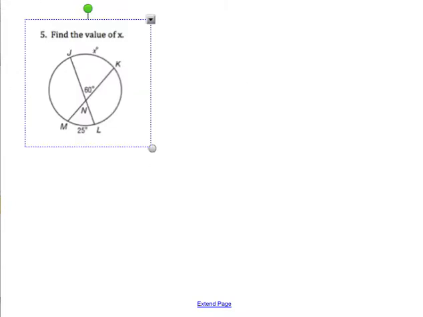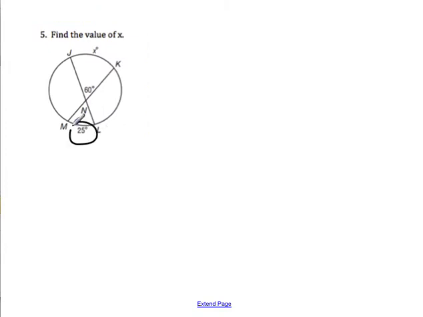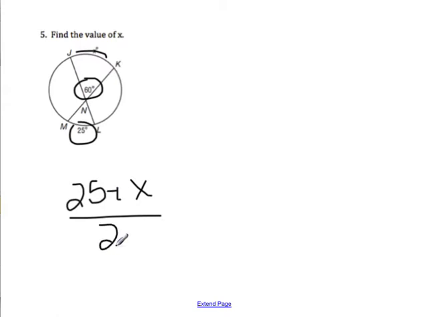Next, let's take a look at number 5. For number 5, it's going to be the same kind of deal. This arc plus this arc divided by 2 adds to this arc. So I'm going to have 25 plus my x. Then I'm going to take and divide that by 2, and that's going to be equal to 25.